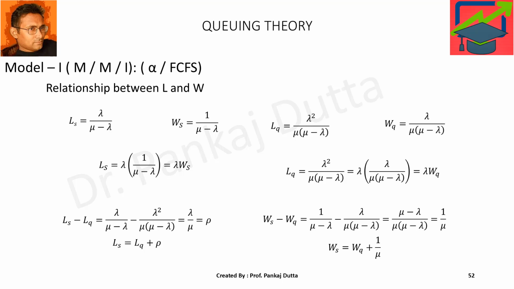This slide shows the relationship between waiting time in queue and waiting time in system. Waiting time in system is the sum of waiting time in queue and 1 upon mu. Mu stands for service rate, so 1 upon mu gives us the time spent while getting the service. So waiting time in system is waiting time in queue plus the service time.